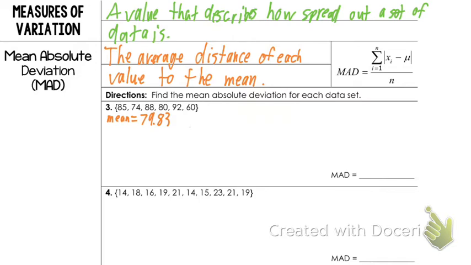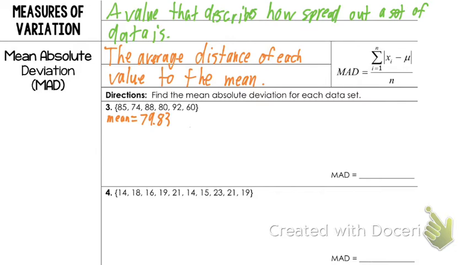Now, this big fancy thing just means sum. Means you're adding things up. You're adding up each data point subtracted by the mean. And you're taking the absolute value. What does absolute value do to anything that's negative? Makes it positive. What does it do to positive things? Nothing. Keep it positive. And we're going to divide by however many things there are.